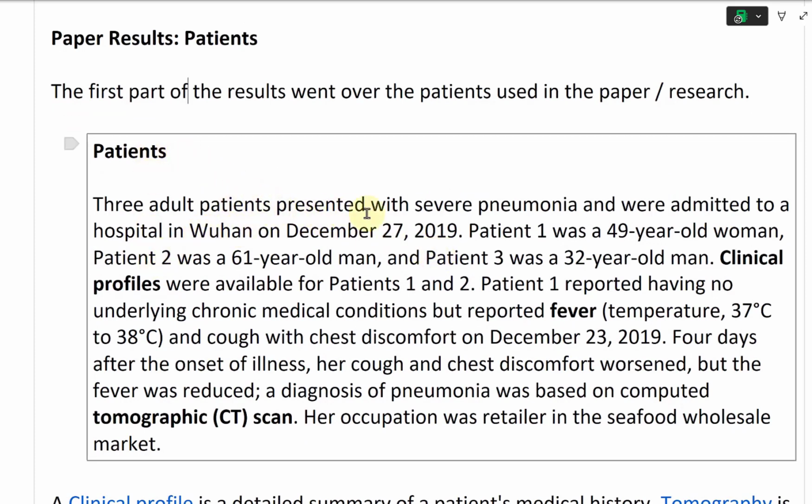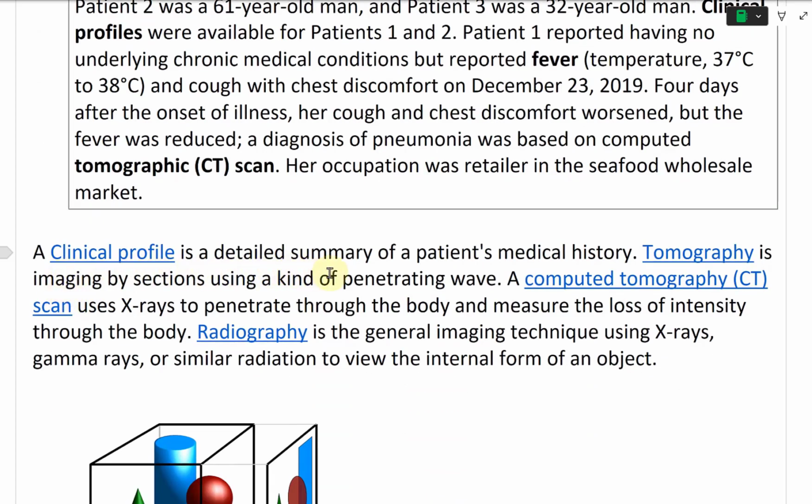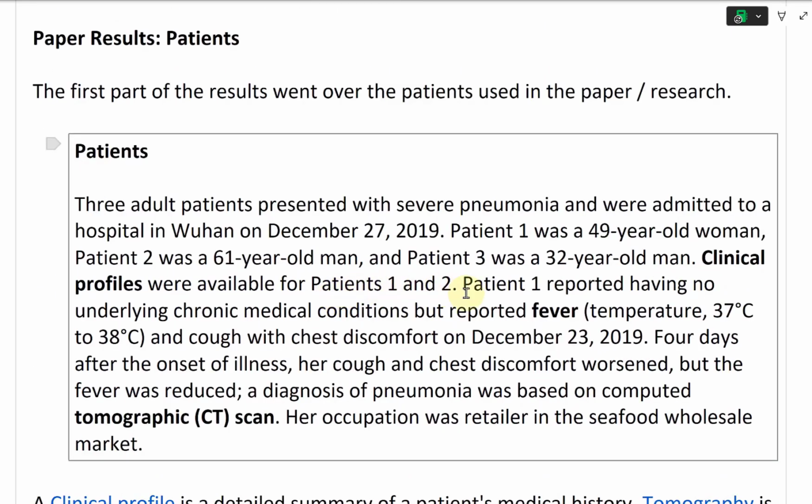So patients, 3 adult patients were presented with severe pneumonia and were admitted to a hospital in Wuhan on December 27, 2019. Patient 1 was a 49-year-old woman, patient 2 was a 61-year-old man, and patient 3 was a 32-year-old man. Clinical profiles were available for patients 1 and 2, and a clinical profile is a detailed summary of a patient's medical history. So that's what they were available for patients 1 and 2.